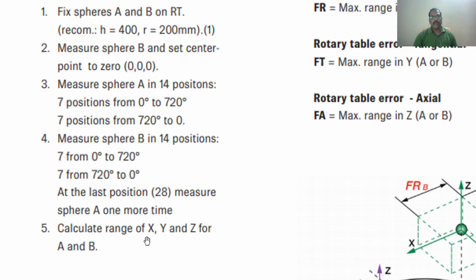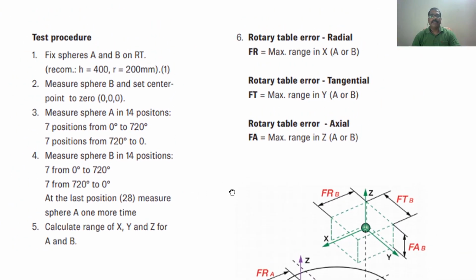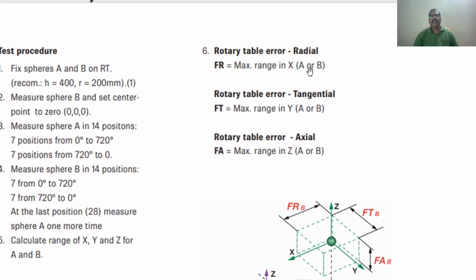Okay, you have to do one more measurement. Calculate the ranges of X, Y, Z for spheres A and B. So what are all the things you are able to get? Radial error and rotary table error. Radial means the maximum range in X for A or B, and tangential means the maximum range in Y. Axial error means the maximum range in Z, for either sphere A or B.